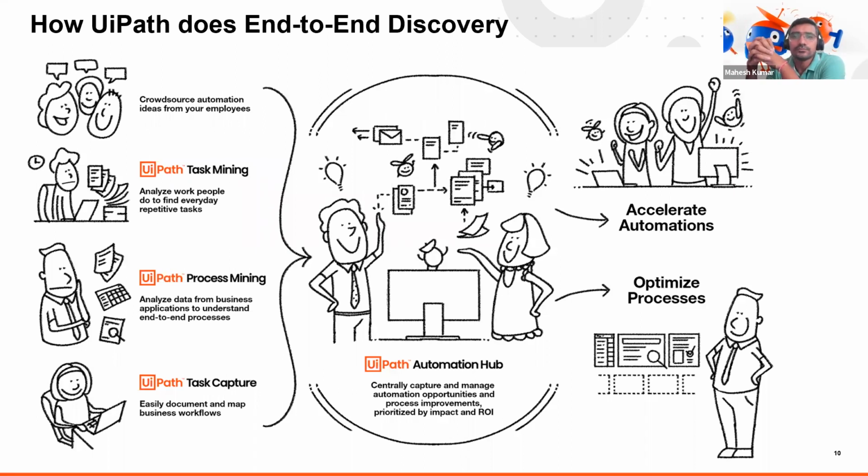The next product is Automation Hub. Automation Hub is a centralized portal used across the organization for submitting automation ideas. For the automation COE team, it is used as an automation pipeline management and process repository tool.